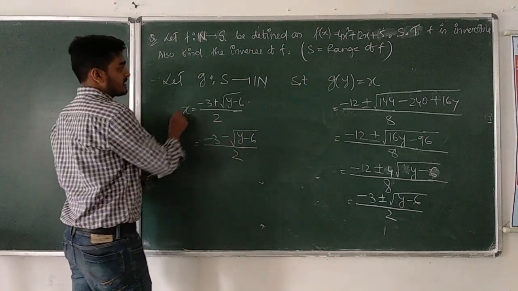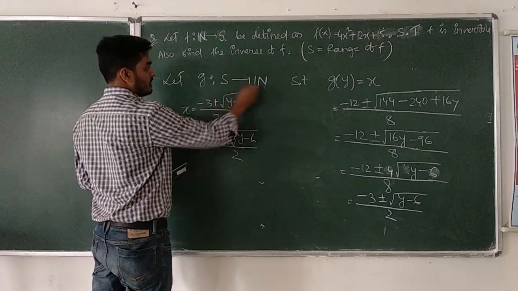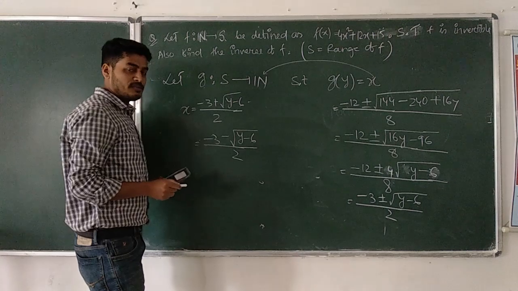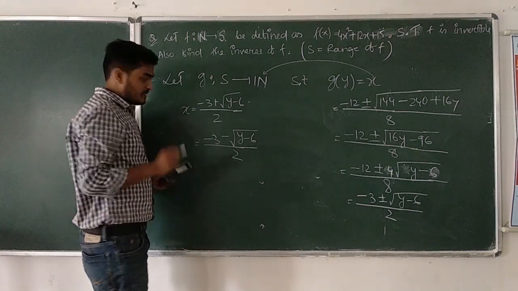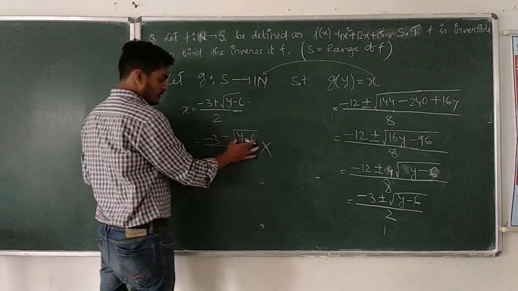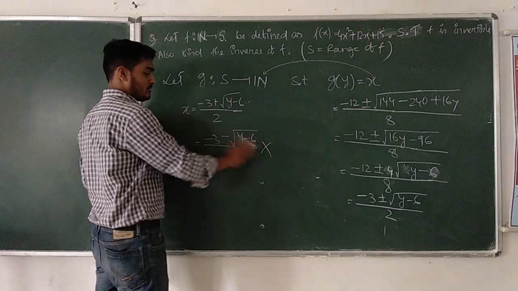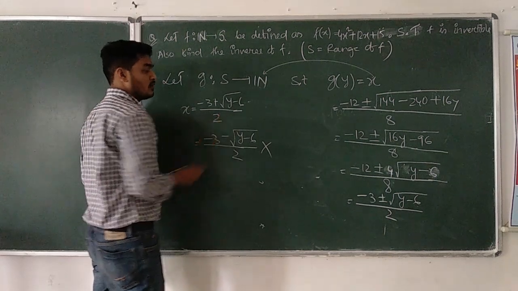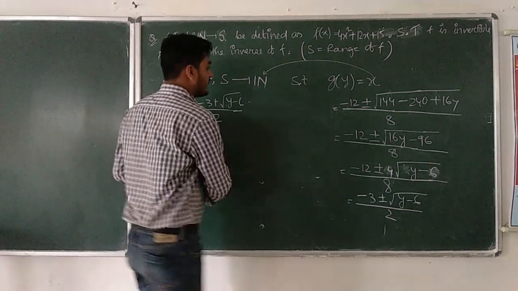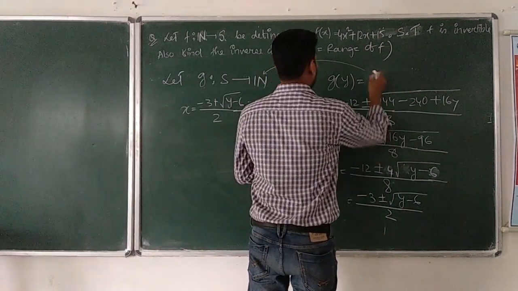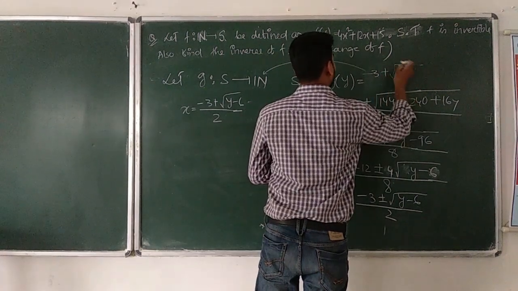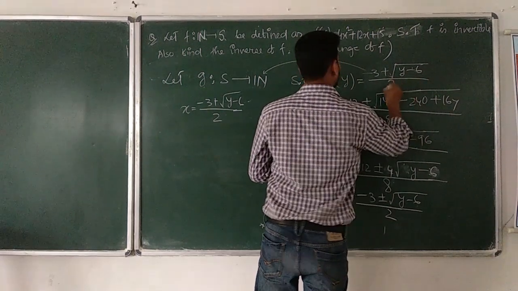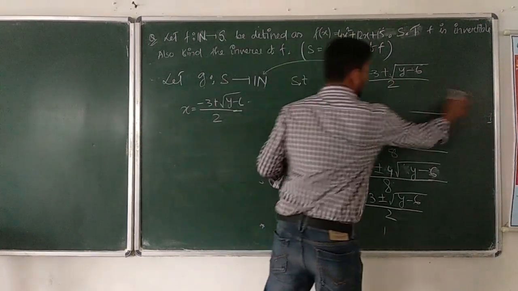But remember, what is x? x belongs to the set of natural numbers. If g of y is equal to x, then obviously x belongs to the set of natural numbers. That means a natural number can never be negative. That's why we cannot consider this term, because both the terms are negative, so overall x will be negative. That's why you are not supposed to consider x as this one. Then what is the value? The value of x is this one. That means in place of x, you have to write minus 3 plus square root of y minus 6, whole divided by 2. I think you have got my point.